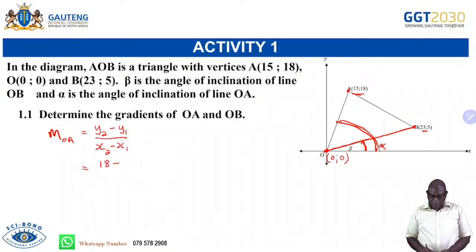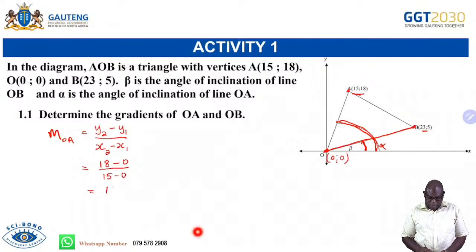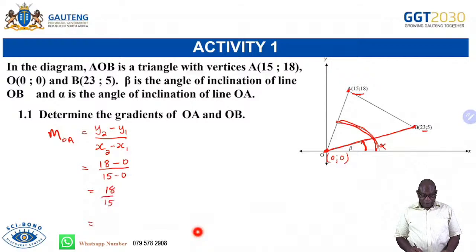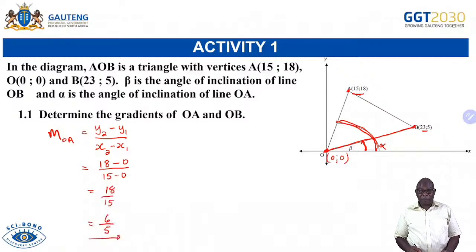We're going to have an 18 change in y, 18 minus 0, so it will be 18 minus 0 divided by 15 minus 0. Remember, we start with the y. So we're going to get 18 over 15. And if I simplify this, 3 goes 6 times into 18 and 3 goes 5 times into 15. So I'll have the gradient of OA as 6 over 5. I know I'm correct because the gradient of that line there is a positive gradient, so the answer should be positive.